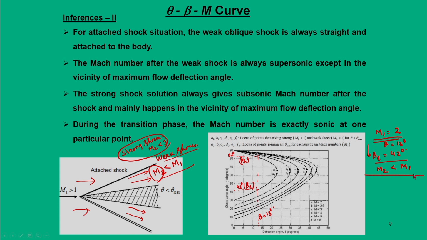This is the first conclusion. Now, for the same condition, if I take the beta higher value, that is the strong shock solution of 82 degrees, this gives me a solution M2 which is less than 1. So here it is subsonic, that means the downstream Mach number is always subsonic, and that is the reason it is a strong shock. But in a weak shock solution, the downstream Mach number is still supersonic, but lower than the upstream Mach number.